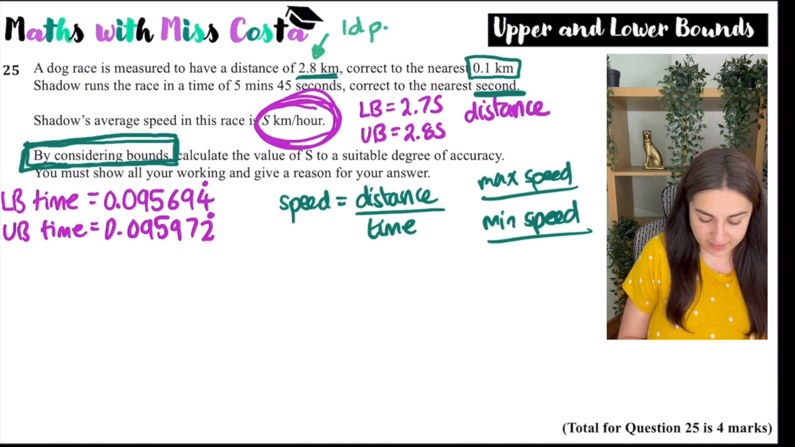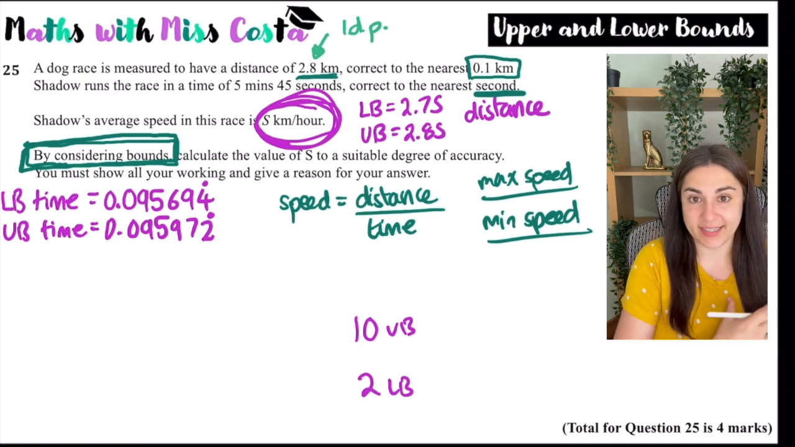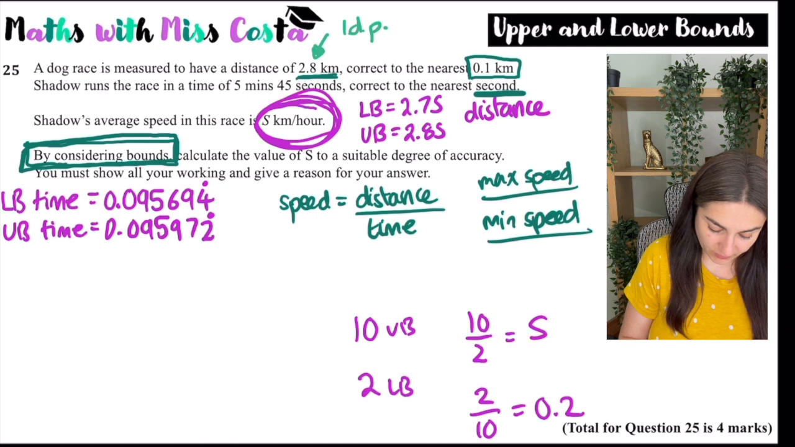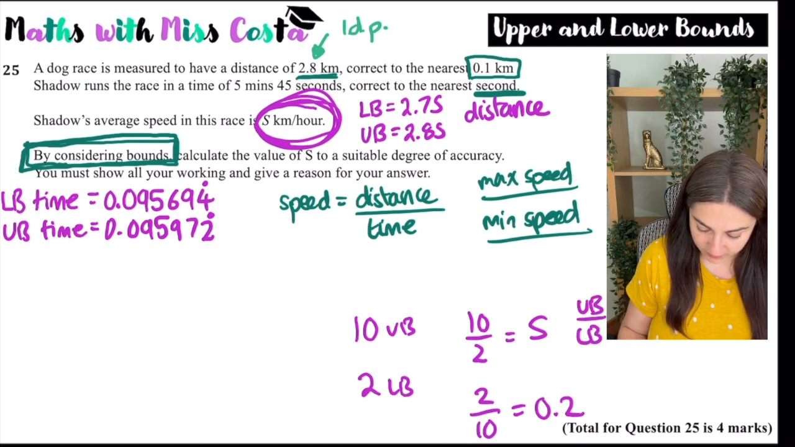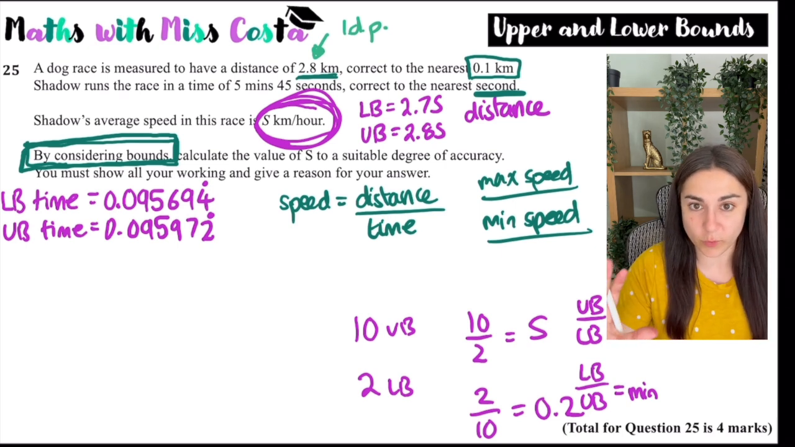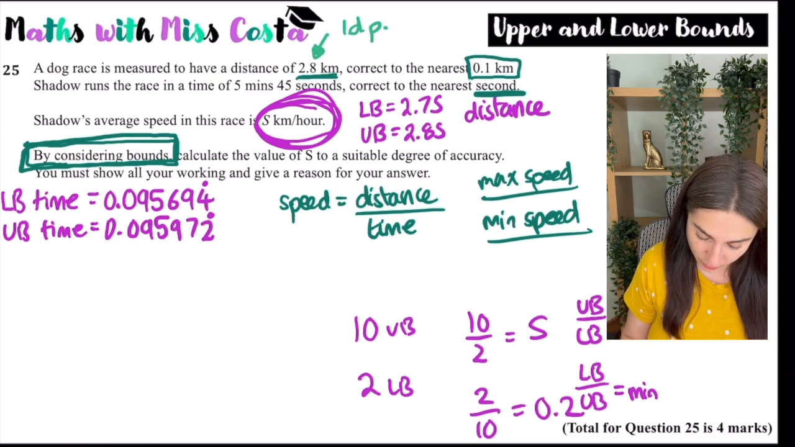So to work out the maximum speed, and this is where it's sometimes helpful to just pick 2 numbers. So if I literally picked 10 and 2. So 10 is my upper bound, 2 is my lower bound. What gives me the biggest output, biggest value? So 10 divided by 2 is 5, and 2 divided by 10 is 0.2. So when I do upper bound over lower bound, that gives me a max value. And when I do lower bound over upper bound, that gives me the minimum value. So you can use that shortcut if you already know that you just do these 2. If not, then just do all 4 options and you'll get something.